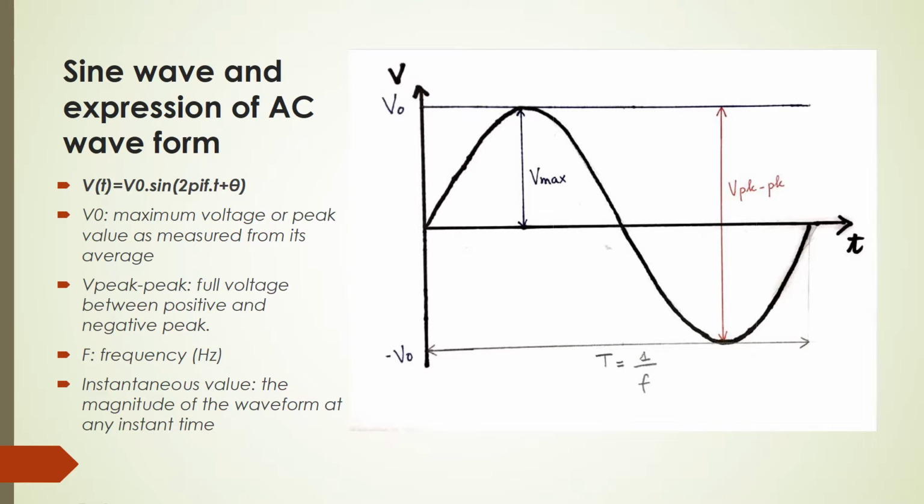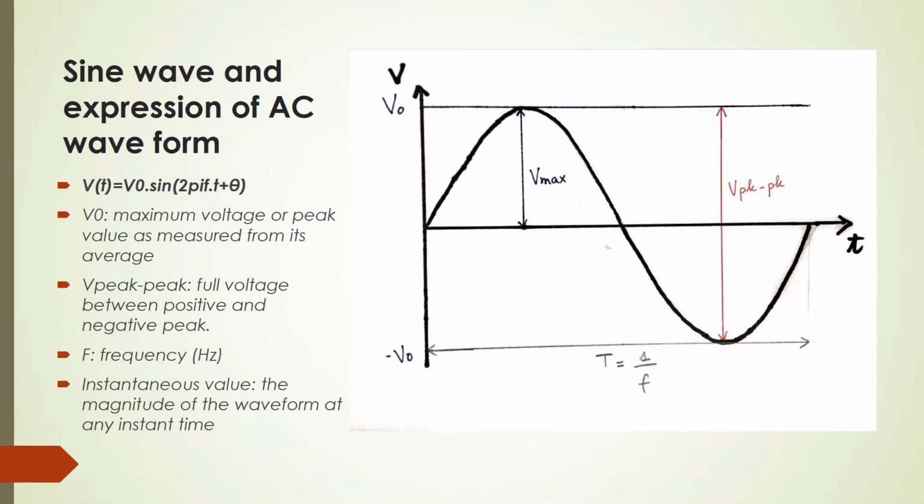And what is average? Average is when you add all the values in the wave and then divide them by the period. So when we consider one cycle, the average value of the sine will always equal 0. The next value is V peak to peak. It is shown by the red line. It is simply the full voltage between the positive and the negative peak.